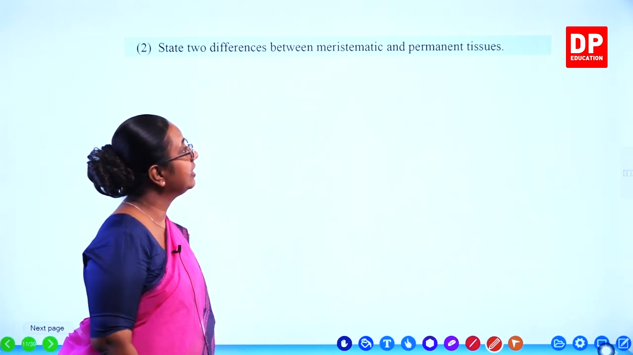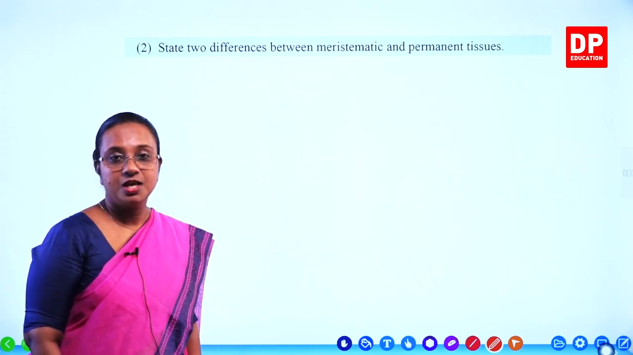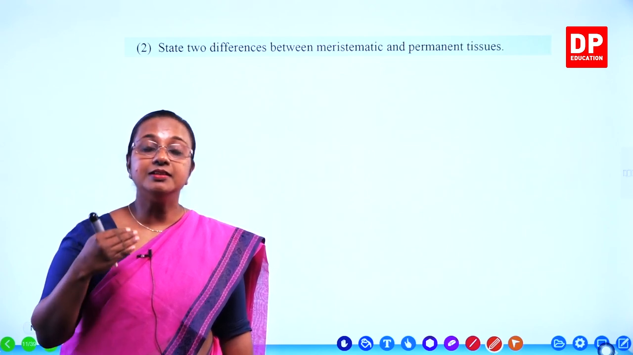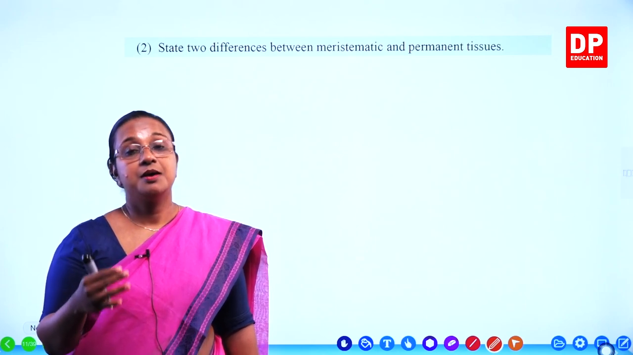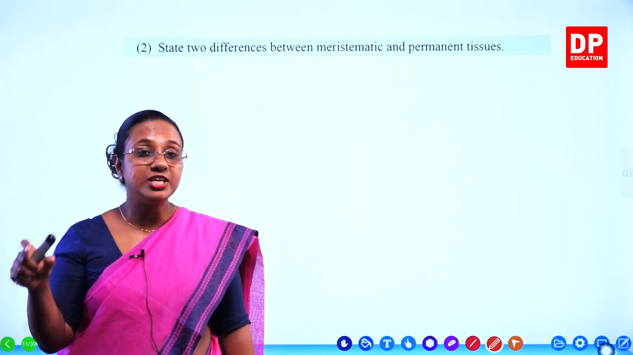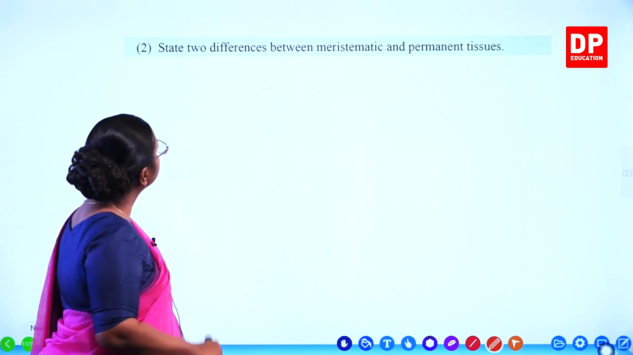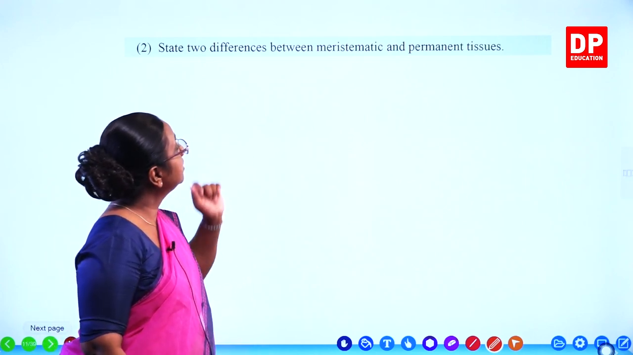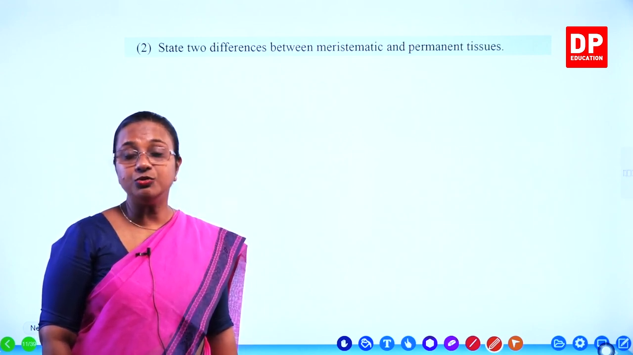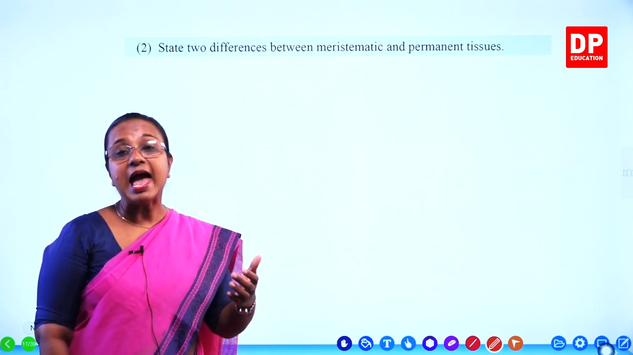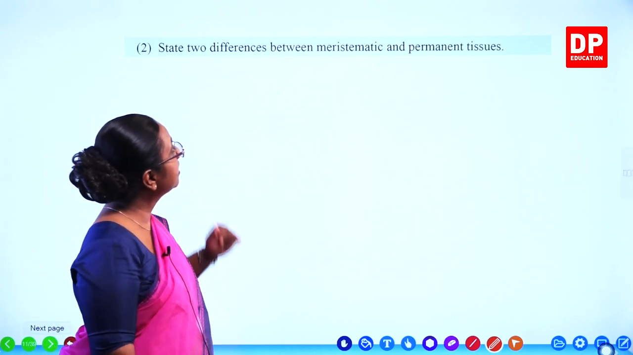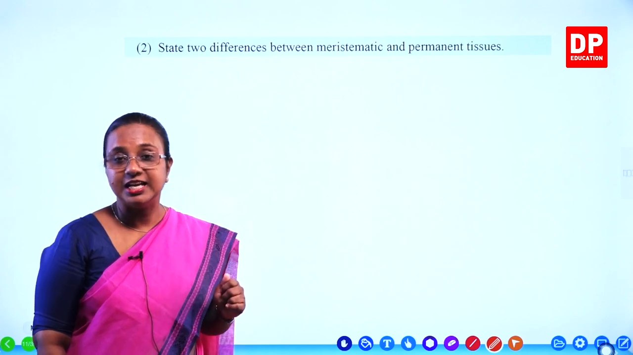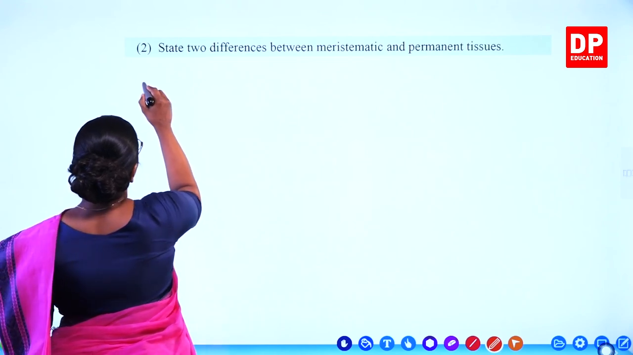State two differences between meristematic and permanent tissues. Remember, students, they can directly ask for differences. Then you can write either the structural difference or functional difference. But if they ask you specifically, then you have to stick to that particular difference. Here, since they have asked for two differences, I will write one structural difference and one functional difference. We divide the tissues as meristematic and permanent based on the ability to divide. So the cells that divide actively by mitosis are known as meristematic tissue, whereas permanent tissues do not divide and are made up of differentiated cells. So I will write that as the first difference.